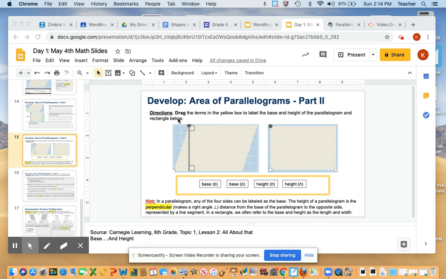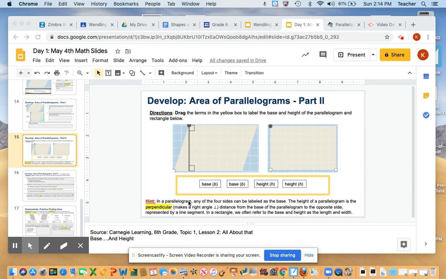So again, we have our picture of a parallelogram on the left, our picture of a rectangle on the right. We have two bases, two heights, and we want to decide where we're going to label that.